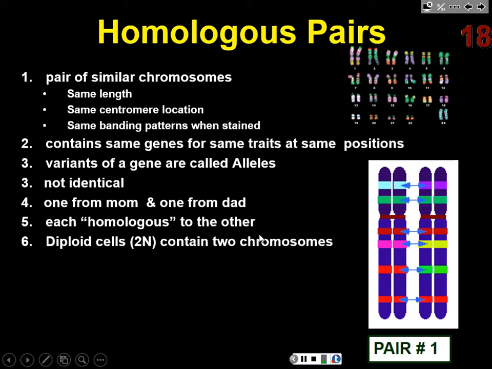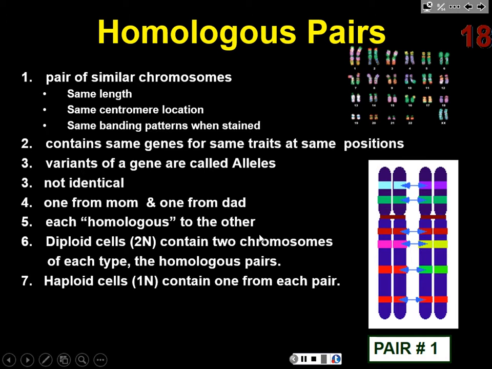When these separate from each other, as in gametes, then that's haploid. When you only have one allele in the cell for that particular trait. Okay? Haploid then would have 1 from each pair.